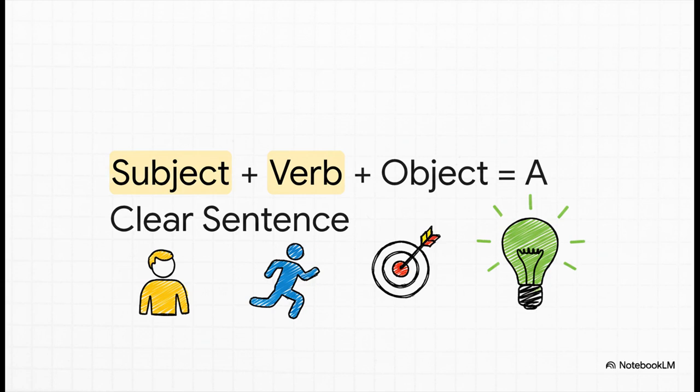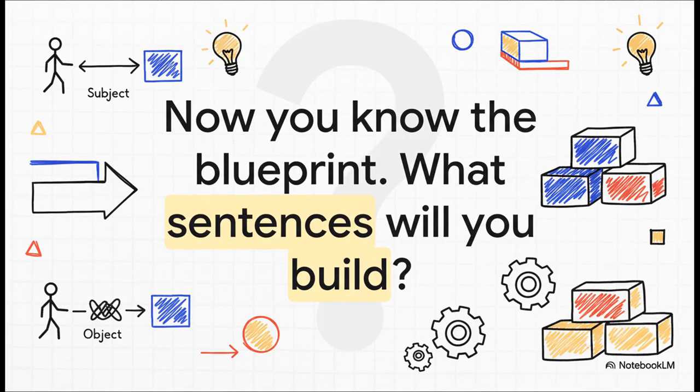So here's the big takeaway. If you're ever writing and you feel a little lost, or if you just want to make sure you're being super clear, come back to this simple formula. Find your subject, give it an action, and then give that action a target. It is the absolute foundation of clear communication. And really, that's the whole point, isn't it? This isn't just some boring grammar lesson. It's a really powerful tool you can use to think clearly and to communicate with purpose. So now that you have the blueprint, the only question left is, what are you going to build with it?